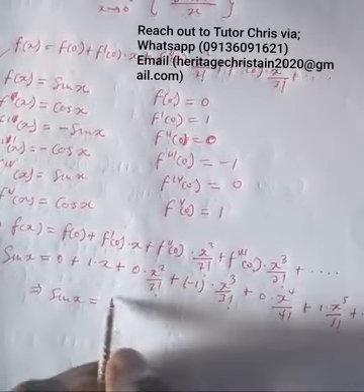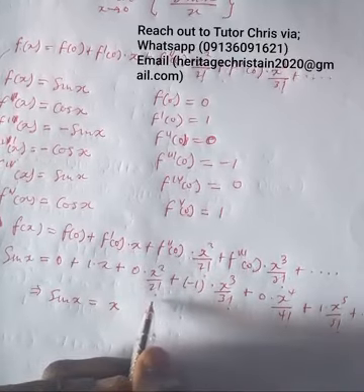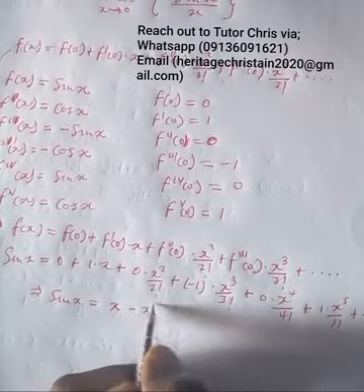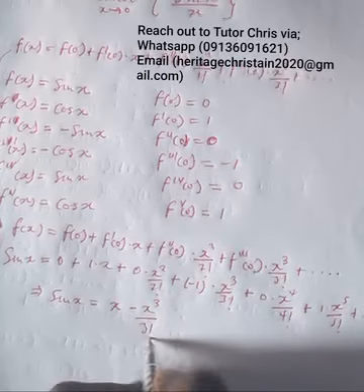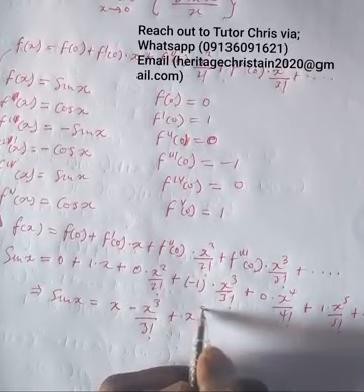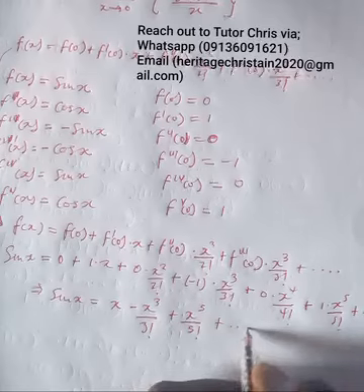0. 0 doesn't have any value. So 1 multiplied by x, I have x. 0 multiplied by this is still 0. Minus 1 multiplied by this, I'm going to have a negative x to the power of 3 over 3 factorial. This is 0, and then I'm going to have plus x to the power of 5 over 5 factorial, and then plus dot dot dot.